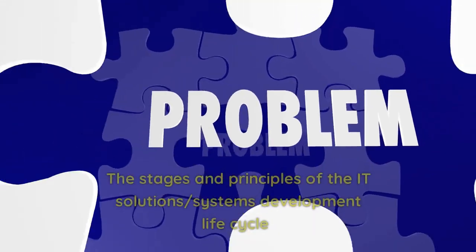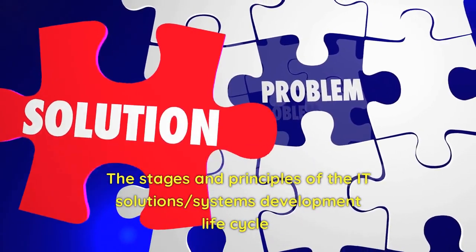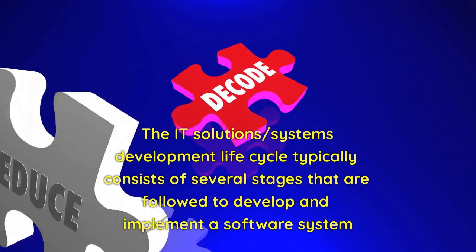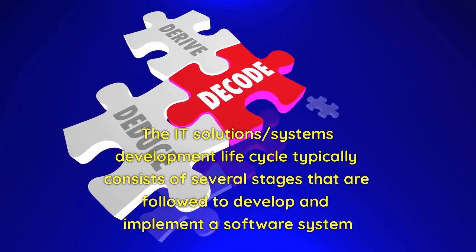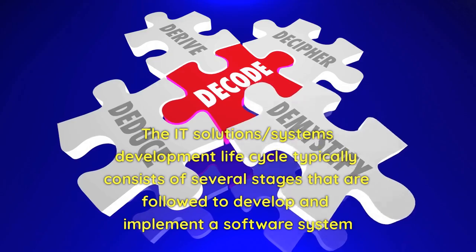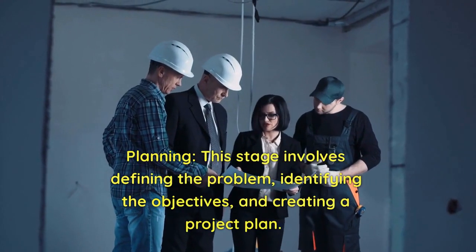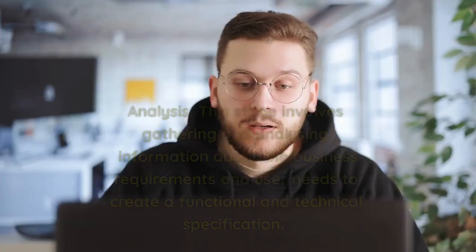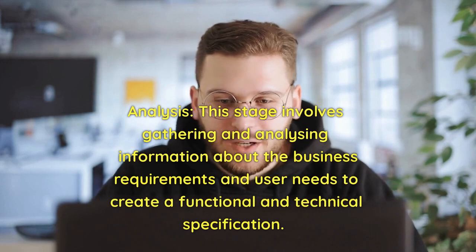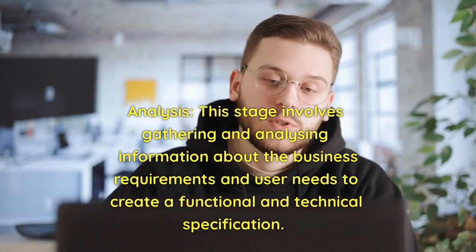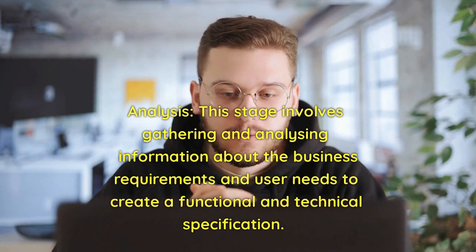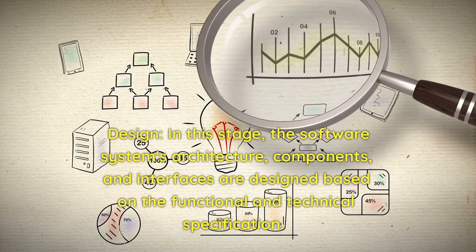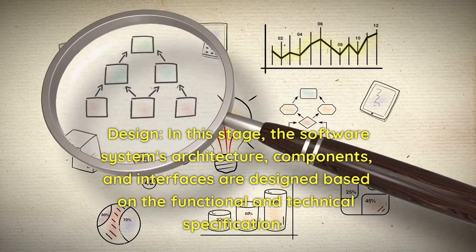The stages and principles of the IT solutions, systems development lifecycle. It typically consists of several stages that are followed to develop and implement a software system. Planning: this stage involves defining the problem, identifying the objectives, and creating a project plan. Analysis: this stage involves gathering and analyzing information about the business requirements and user needs to create a functional and technical specification.